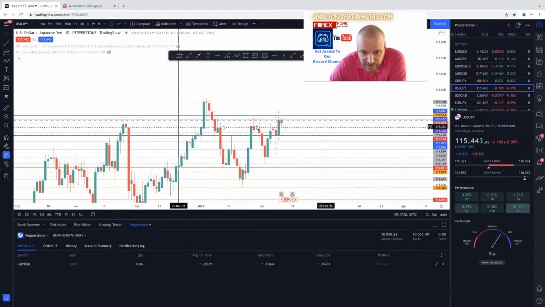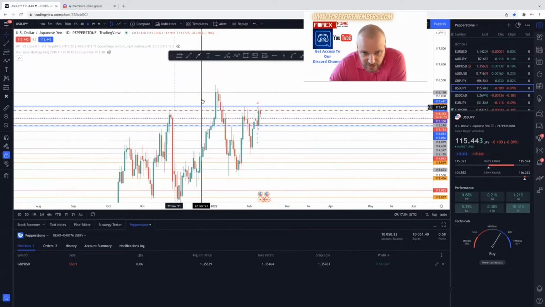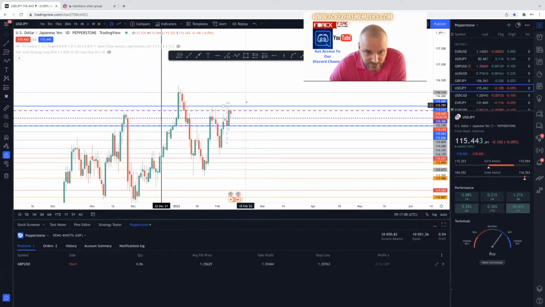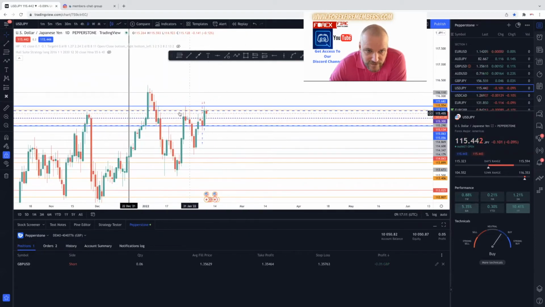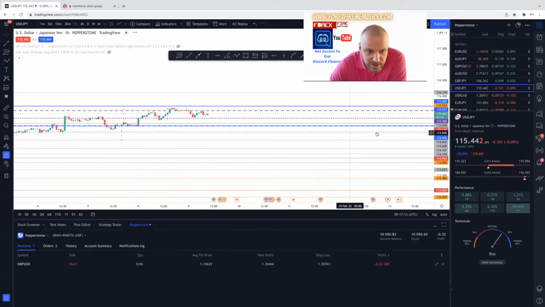So pretty high on the USD Japanese yen to start with anyway. So high, high, high, high, low. So let's take a look, go down to the 1 hour.